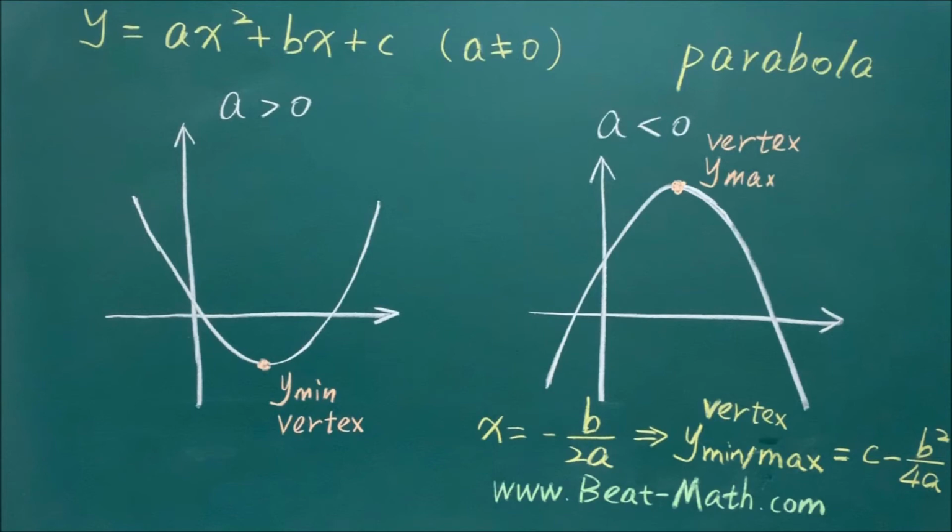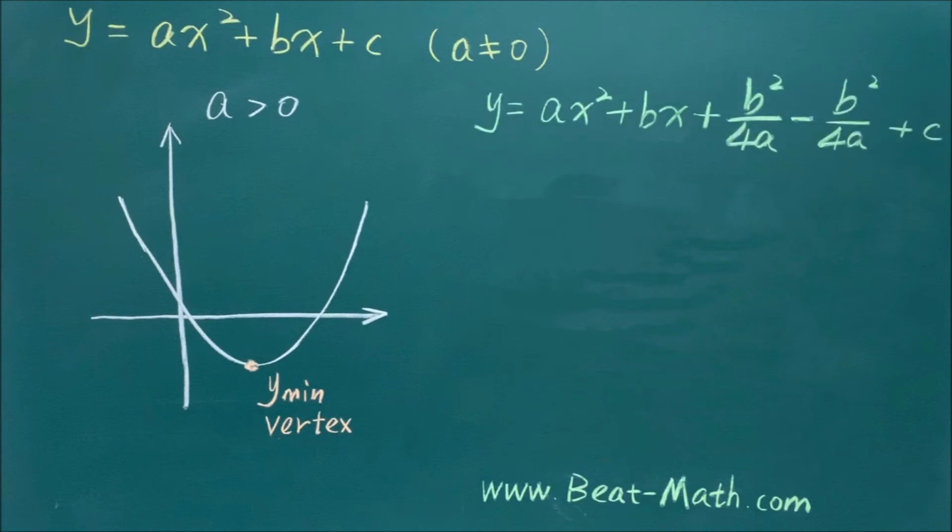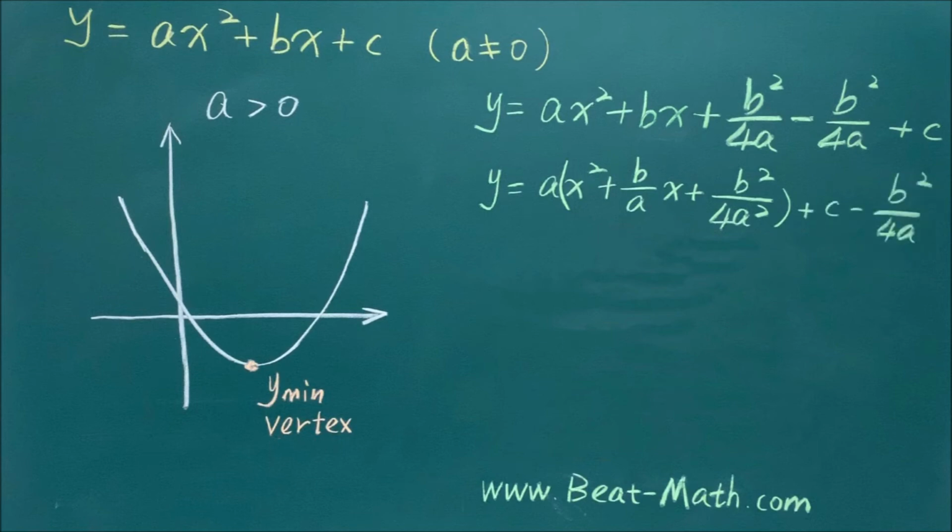Now let's see how to prove it. Let's use the complete the square formula. Just add and subtract b squared divided by 4a on the right side of the function and get y equals ax squared plus bx plus b squared divided by 4a minus b squared divided by 4a plus c. Factoring out a from the first three terms, the function turns into y equals a times parentheses x squared plus b divided by a x plus b squared divided by 4a squared, plus c minus b squared divided by 4a.